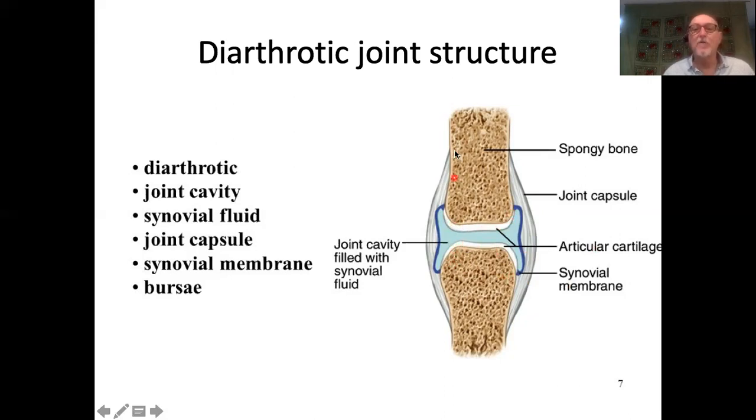And the whole joint is enclosed and given strength by a tough connective tissue layer, which is all around the joint. Everything that's enclosed by that connective tissue around the outside, which is called the joint capsule, this whole thing is called the bursa.